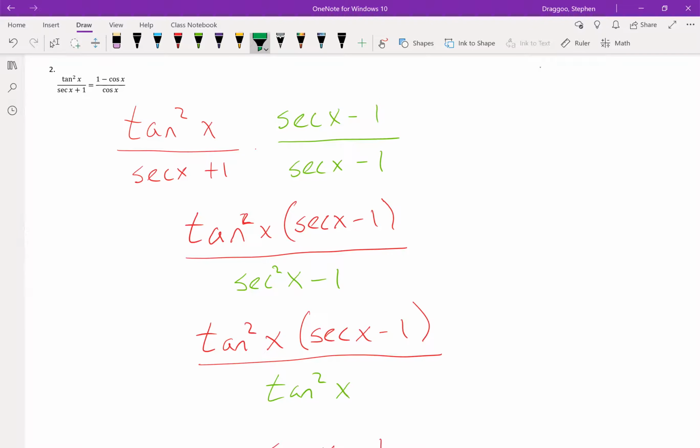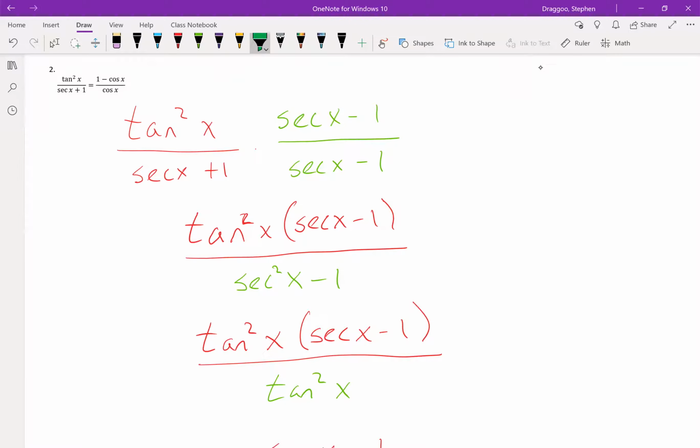Problem 2, I'm going to decide to work on the left side. The left and the right side are about equally complicated, but the left side looks a little more complicated, so I'll start there. Now, I've got secant plus 1 in my denominator right here. So my first step is to multiply top and bottom of my fraction by the conjugate of secant plus 1. That conjugate is secant minus 1. So I'm multiplying secant minus 1 to top and bottom.